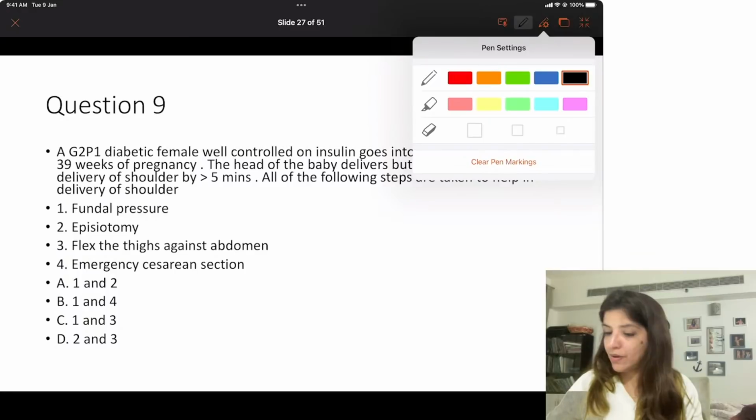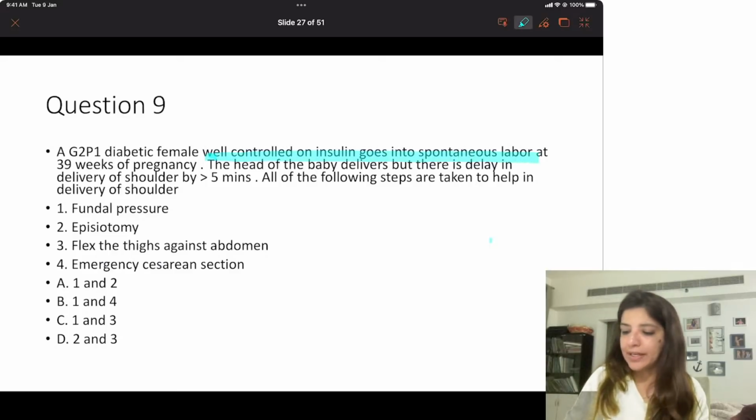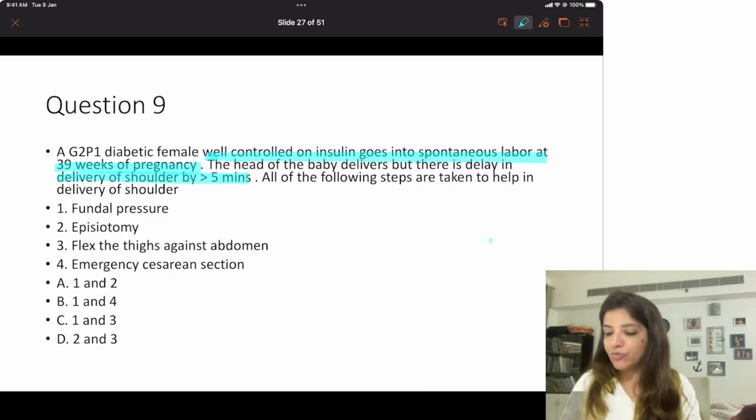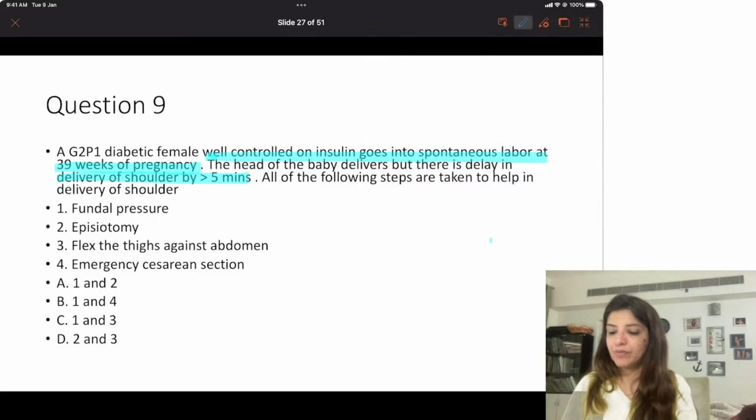The next question is, a G2P1 diabetic female, well controlled on insulin, goes into spontaneous labor at 39 weeks of pregnancy. The head of the baby delivers, but there is a delay in delivery of the shoulder by more than 5 minutes. All of the following steps are taken to help in delivery of the shoulder. Number 1, fundal pressure. Number 2, episiotomy. Number 3, flex the thighs against the abdomen. Number 4, emergency cesarean section. Tell, what steps are you going to take?